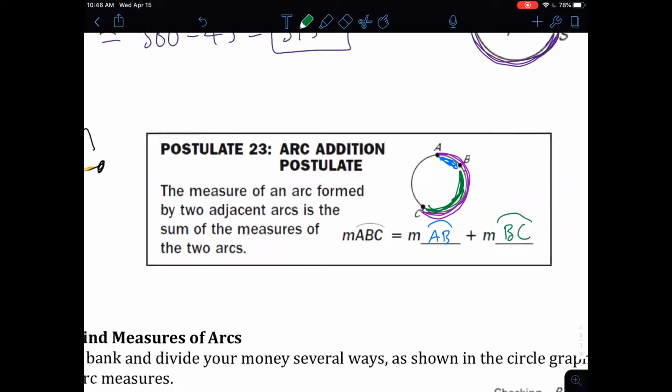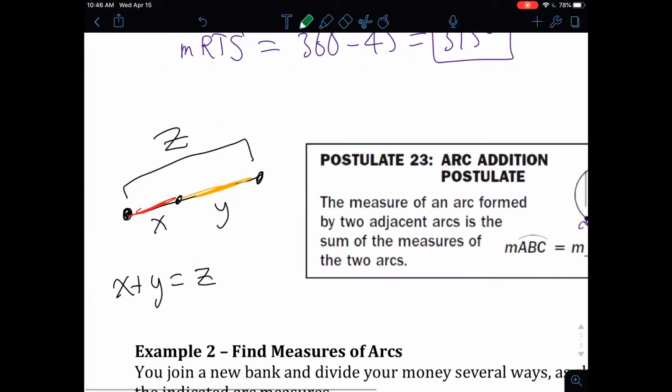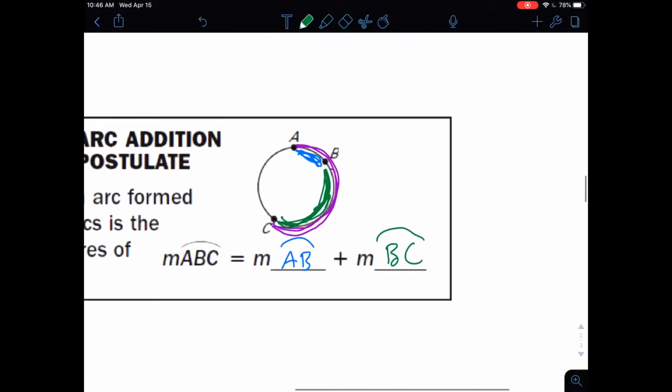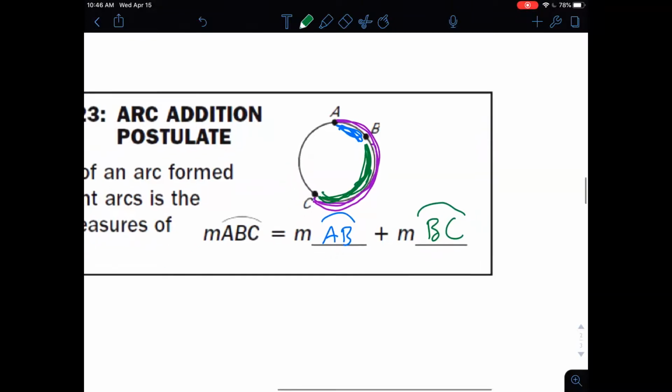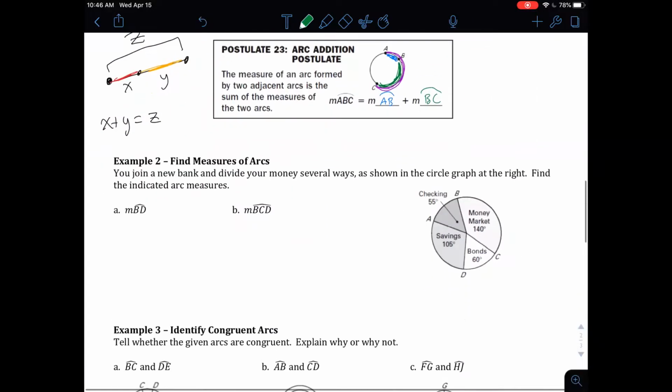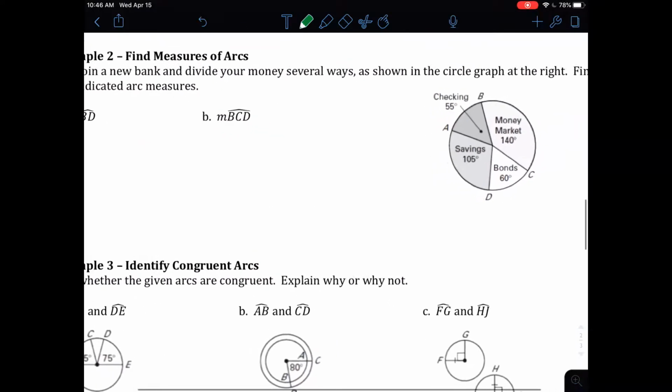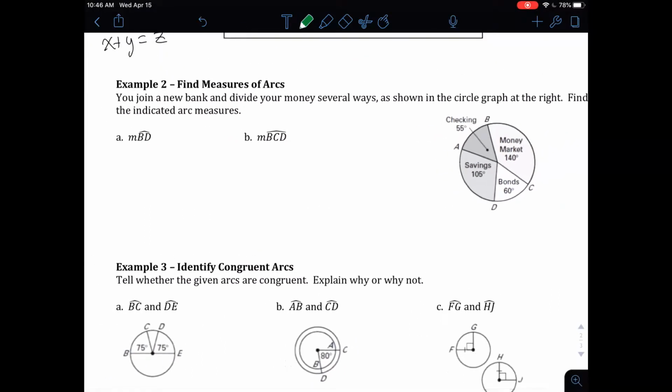So it's just like the segment addition postulate where you add the two parts to make the whole. Same thing here. We have this part and we have this entire part over here, which means those add together to equal the entire major arc, which is ABC. Okay? All right. Let's do one together, and you guys will try one on your own.